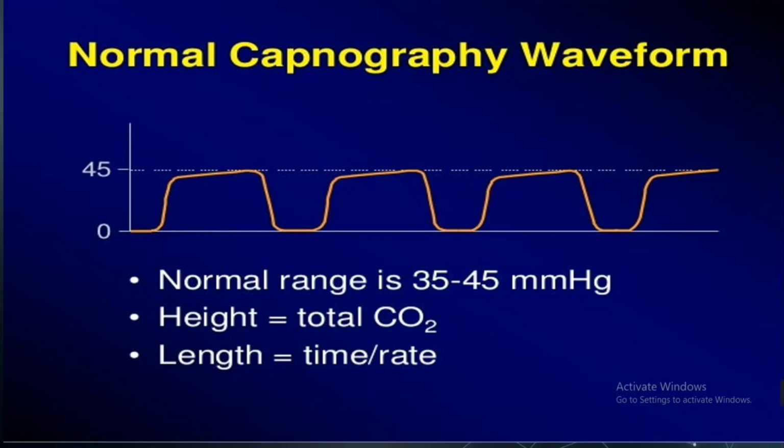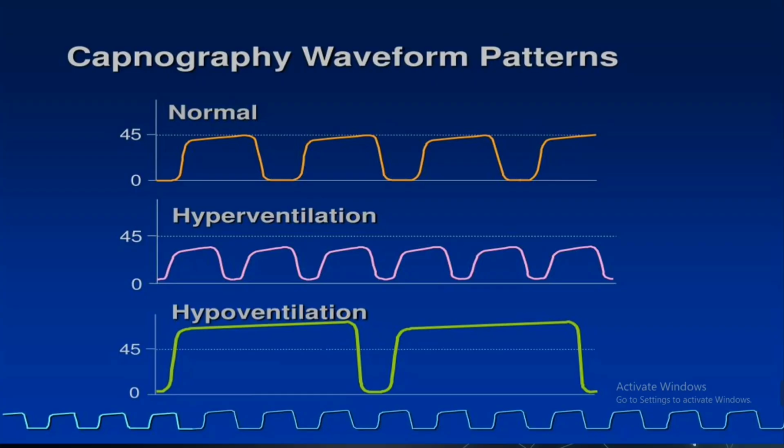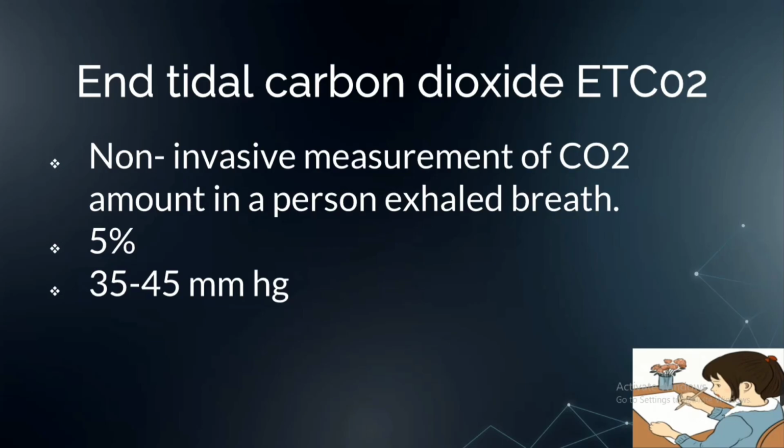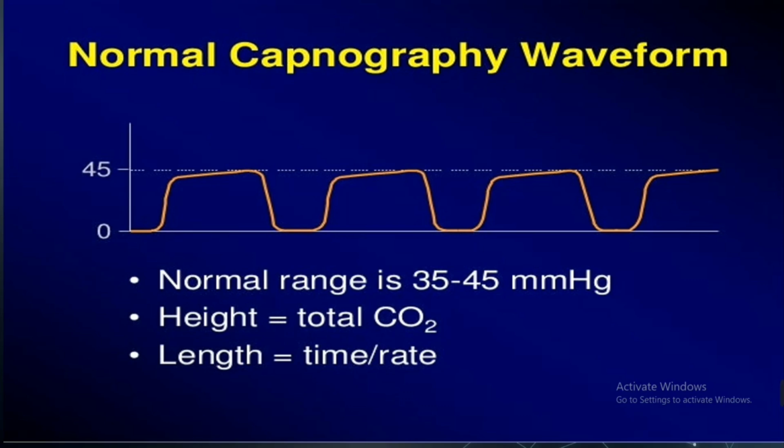So now what is waveform capnography? It is a non-invasive measurement of the CO2 amount in a person's exhaled breath. So the CO2 amount that the person is exhaling in each exhalation is measured, and this is non-invasive. And then the normal ETCO2, that is your end tidal carbon dioxide, the carbon dioxide at the end of the tidal volume, is normally 5% or 35 to 45 mm of Hg. Here you can see the normal range is 35 to 45. The height in the capnograph is the total CO2 that you are seeing, while the length is the time rate.